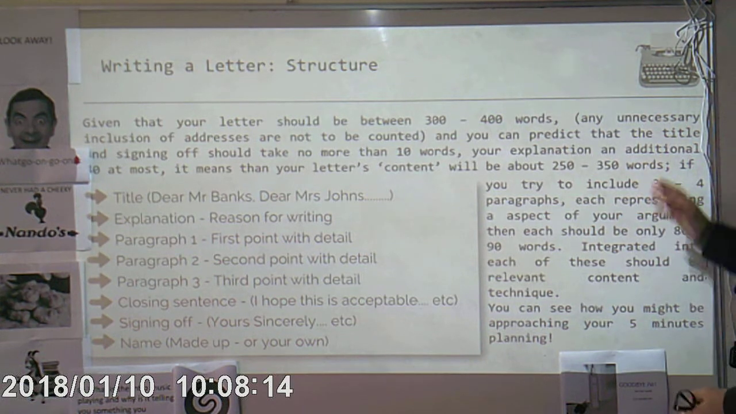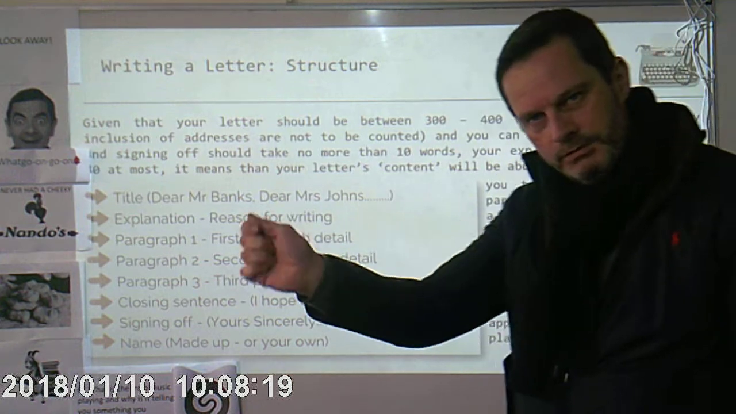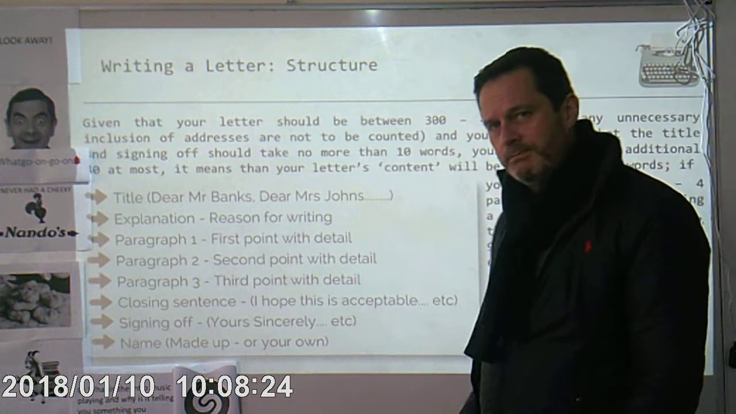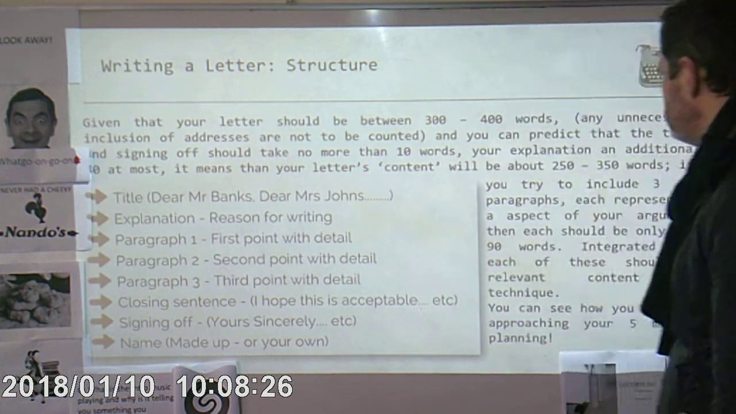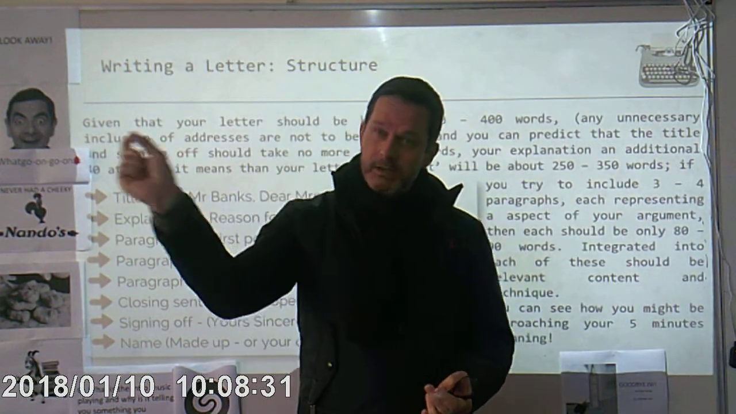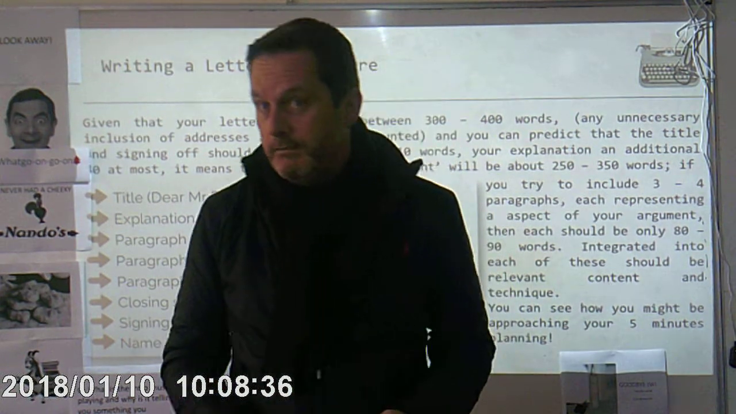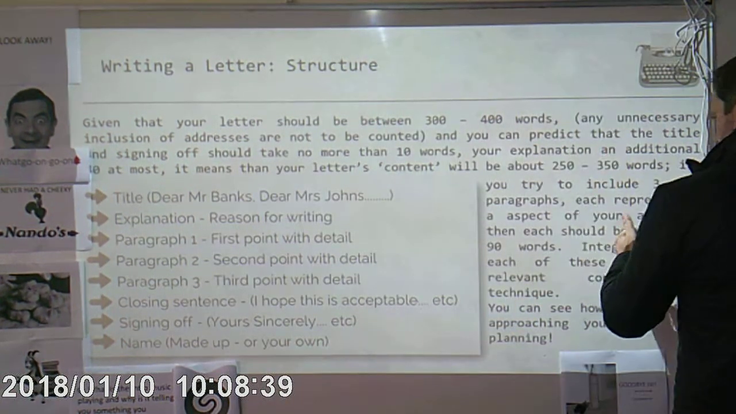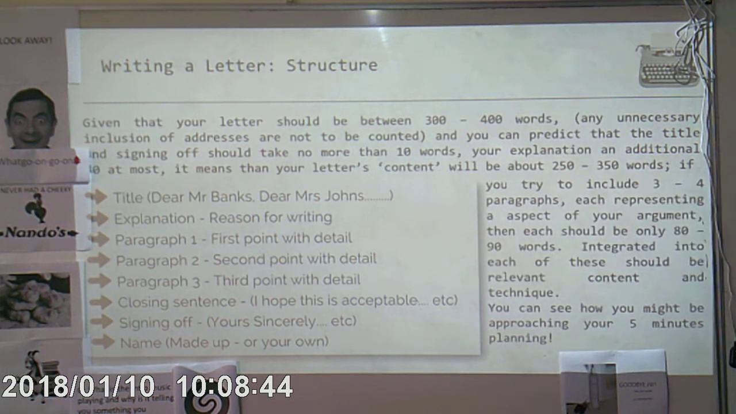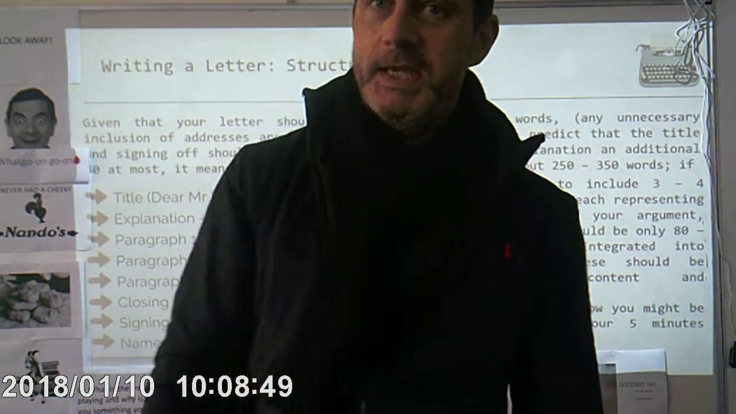But based on that, you can predict that the title, so Dear Mr. Jones, and the signing off, yours sincerely and all that, should take no more than 10 words. So we've knocked off 10 words from our total already. Your explanation of why you are writing might be a dozen words. If you do it in paragraph form, it might be 30, 40, maybe even 50 words. But you can see straight away that of your 300 to 400 words, you are down to 250 to 350.